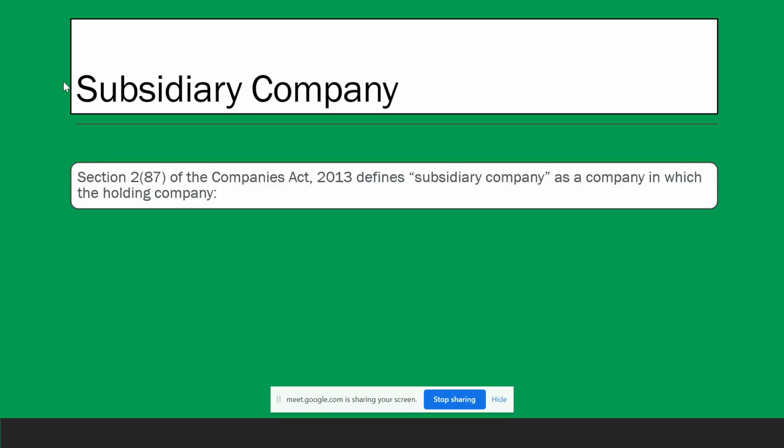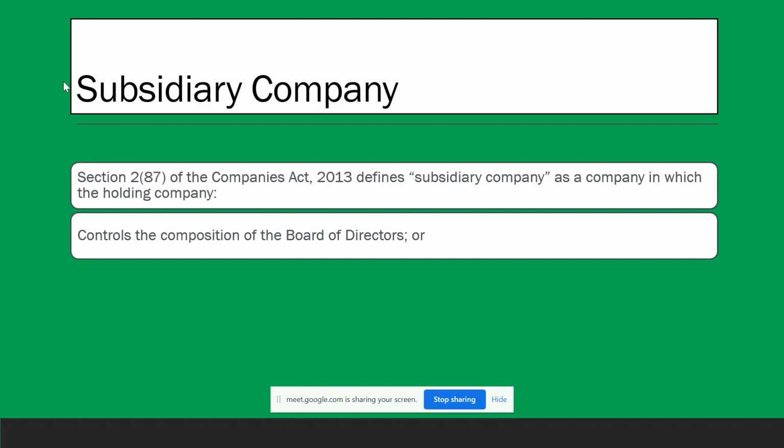Section 2, Clause 87 of the Act defines a subsidiary company as a company in which the holding company controls the composition of the board of directors. That means they can appoint or remove the directors. If they have that power, then the other company will become its subsidiary company.